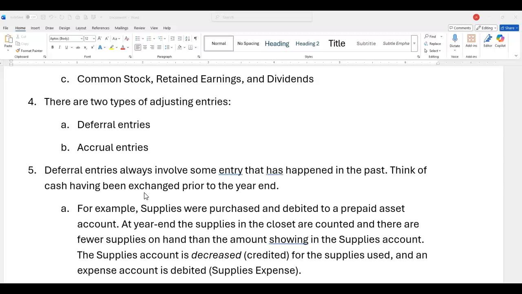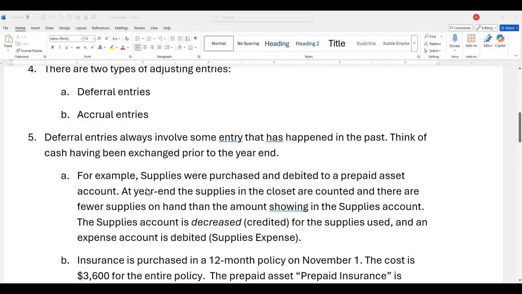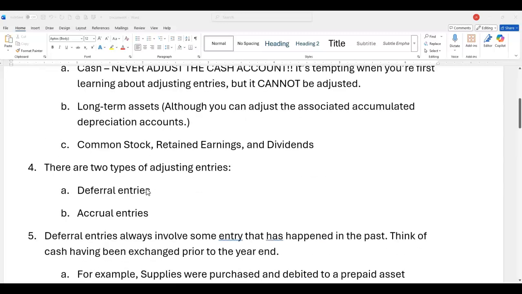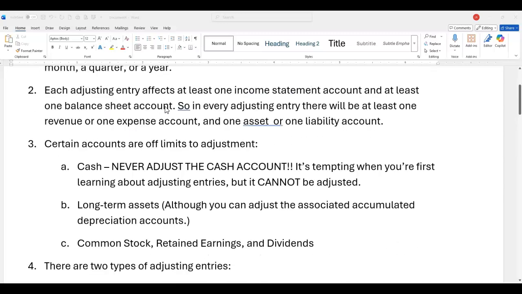At year end, we count the supplies. There are fewer supplies on hand than the amount shown in the account, and so we have to decrease that asset account, supplies. That means a credit. We have to increase the associated expense account, supplies expense. So we would debit supplies expense, credit supplies. Again, go back up here. Each adjusting entry must include one revenue or expense account and one asset or liability account. In this case, it includes an asset and an expense. The asset is being reduced and the expense is being increased.